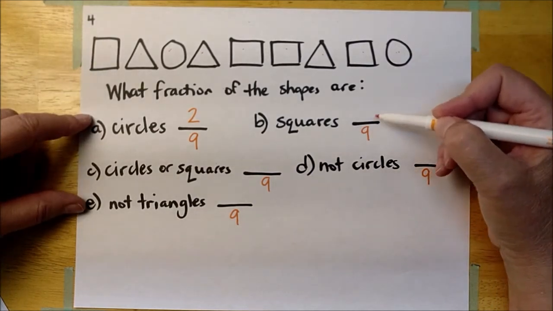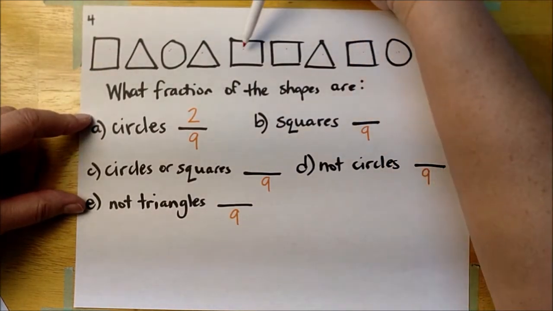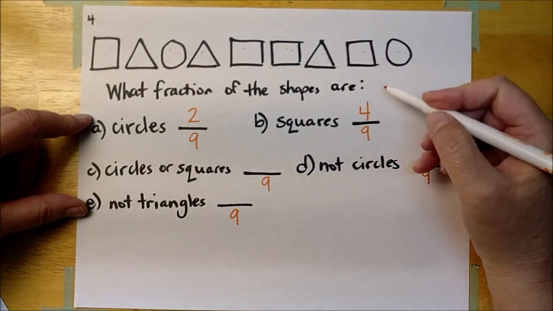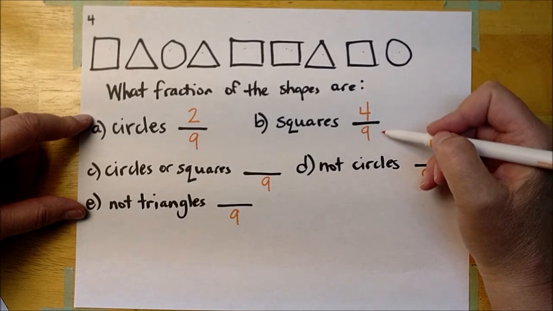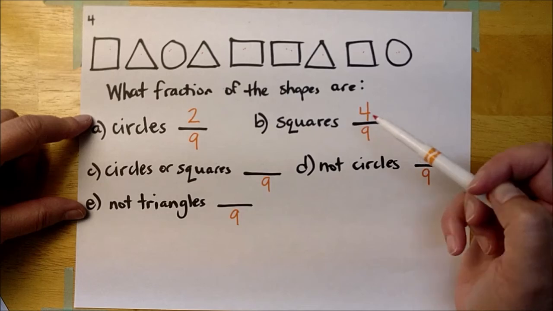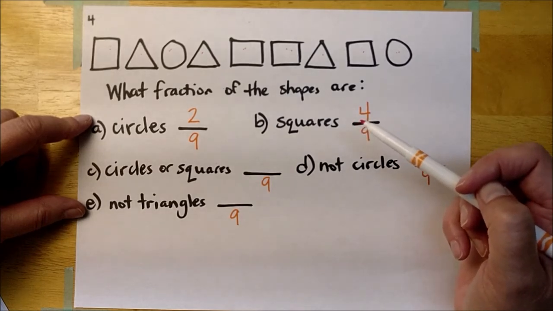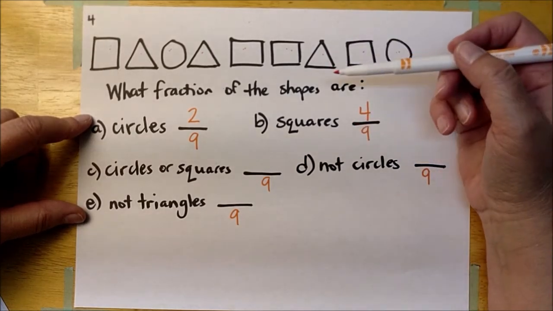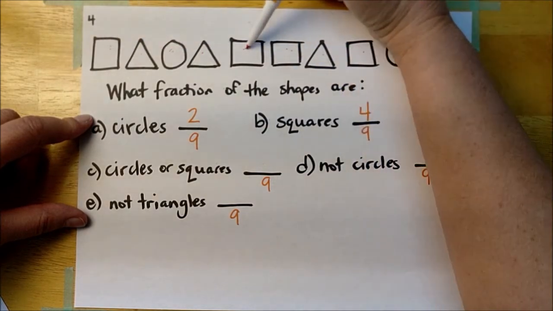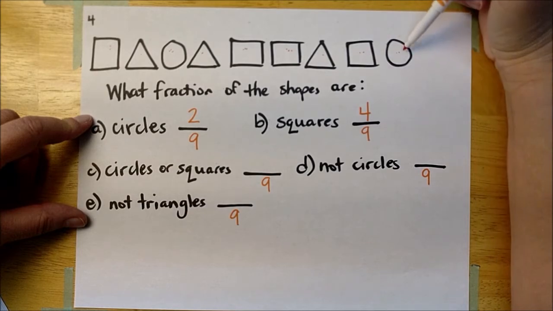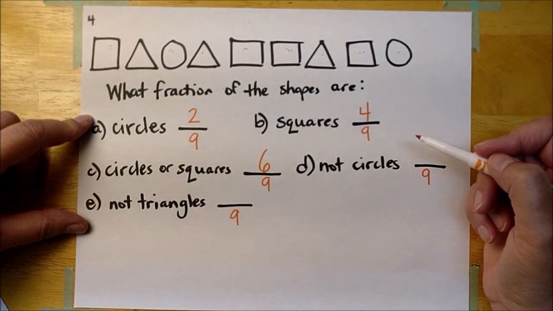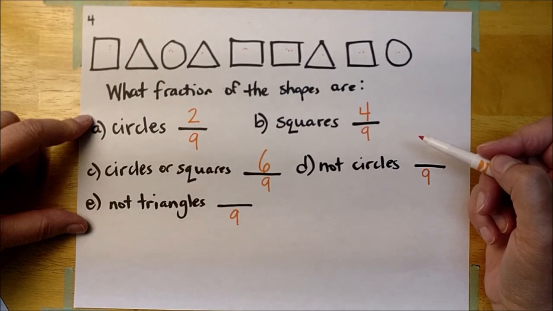How many of them are squares? 1, 2, 3, 4. 4/9 of them are squares. How many are circles or squares? So now I have to count all my circles and all my squares to find out how many there are that are circles or squares. So I got 1, 2, 3, 4, 5, 6. 6/9 of my shapes are circles or squares.